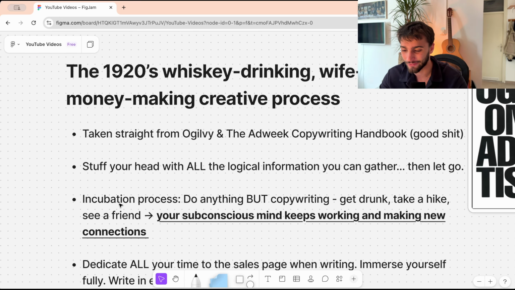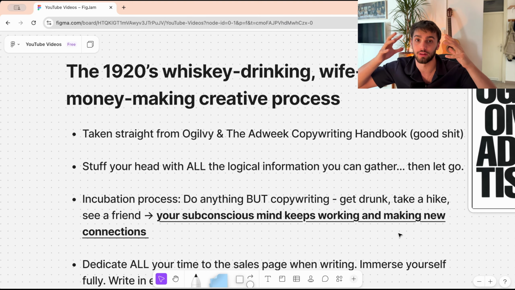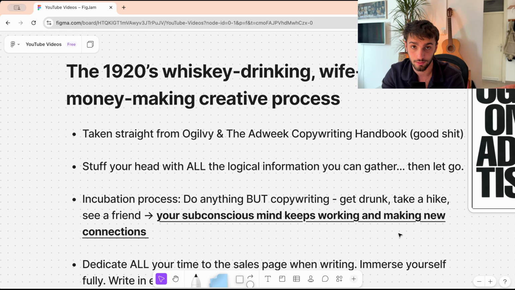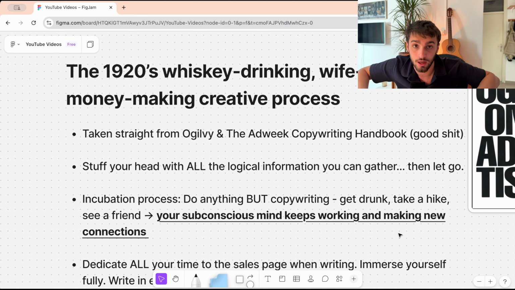Or you could take a hike, see a friend, because your subconscious mind keeps working and making new connections while you're in a creative state. Your subconscious mind cannot be at its peak creative when it's so focused on doing. That's why you have to do something else, where your subconscious mind can process all the information that you memorized, that you thought about, and then make new connections inside of your brain. That's why you will be literally taking a hike and you'll be like, oh, this is such a good idea, even though you weren't actively trying to come up with the big idea for your headline or for your sales page in general.